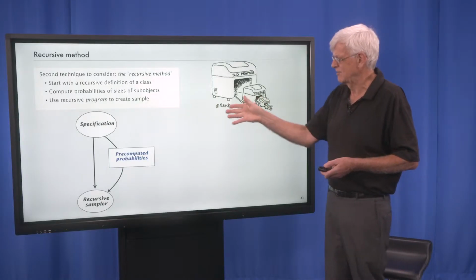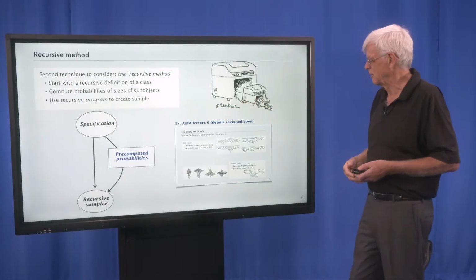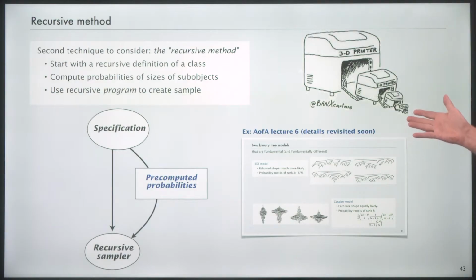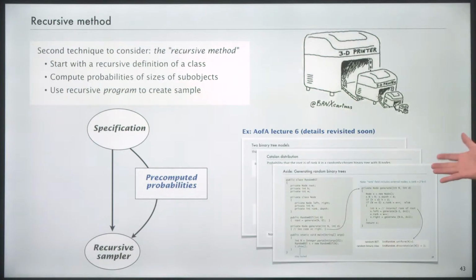We've already seen an example of this, and I'll come back to it in a minute. That was in Analytic Combinatorics Lecture 6, where we talked about generating random trees, and I'm going to revisit the details of that a little bit later. So this is from Lecture 6, and it's a recursive program. Generate calls generate, and we're going to look at this program again later.